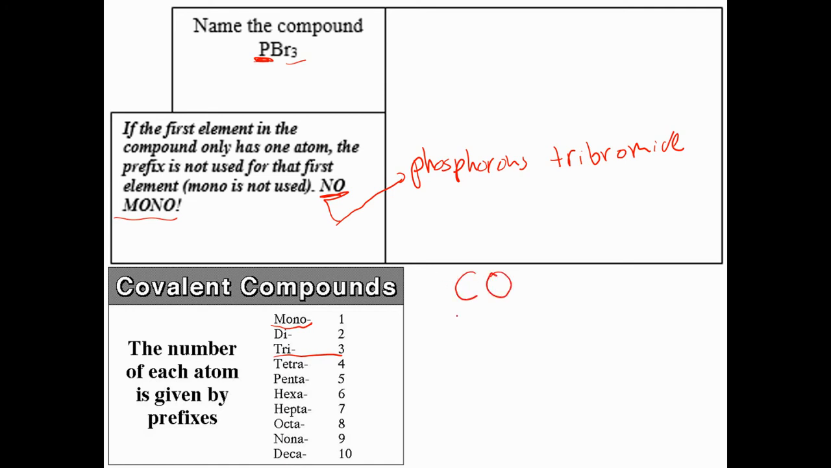So for example, let's do another example. CO. This is carbon. I don't put mono for the carbon because the first element is 1. But for the second one, I can put monoxide. Or CO2. Carbon, I don't put monocarbon, I just put carbon. And then dioxide.